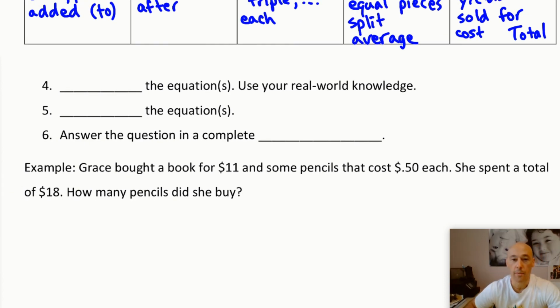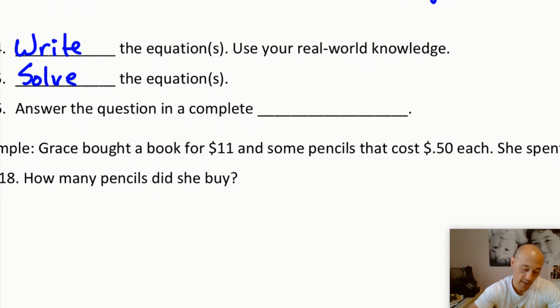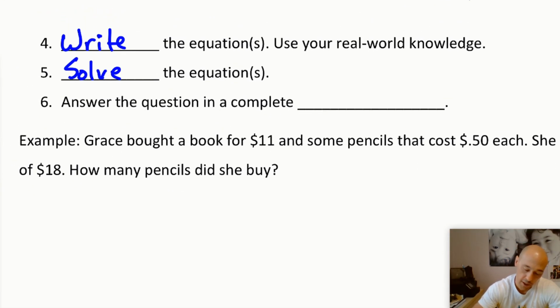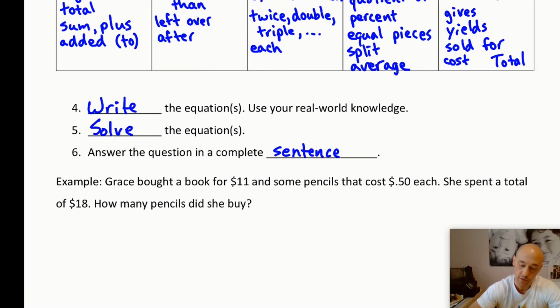Now, the fourth step is to write the equation or equations. Use your real-world knowledge when you're writing these equations. The fifth step is solve the equations. And step 6, answer the question in a complete sentence. In a complete sentence. I see a lot of students forget to do that step.